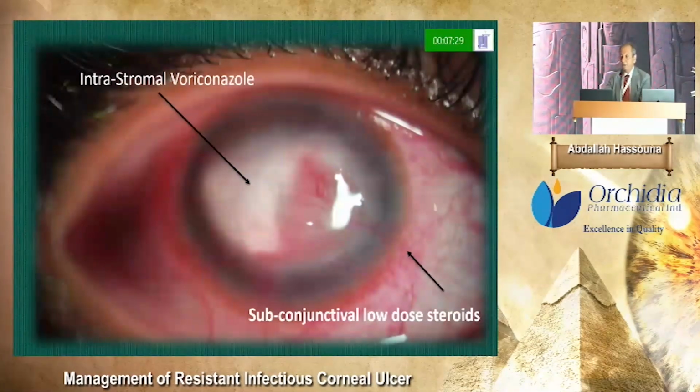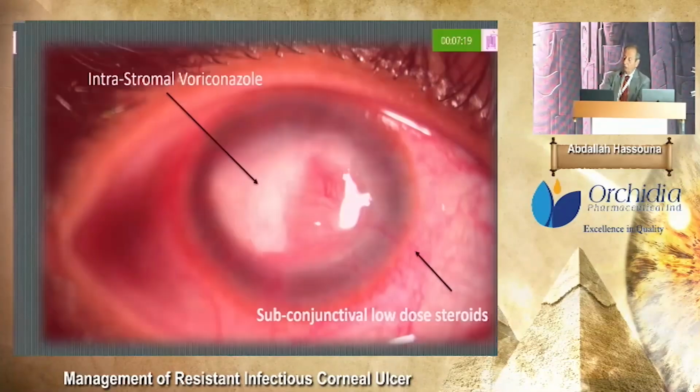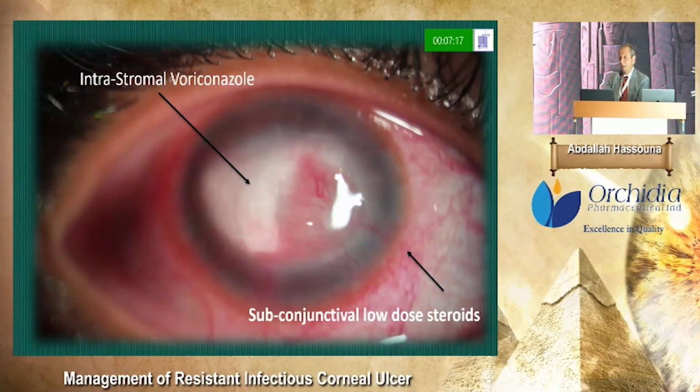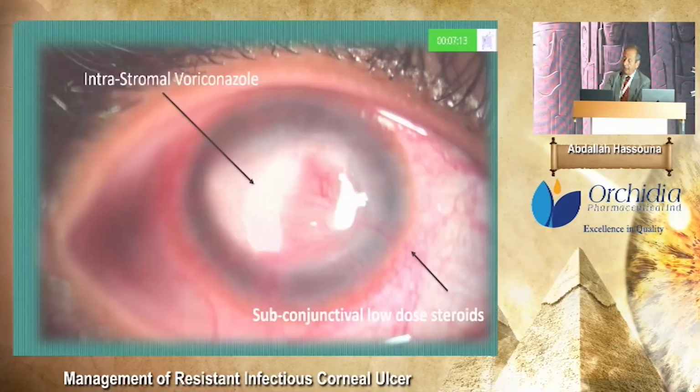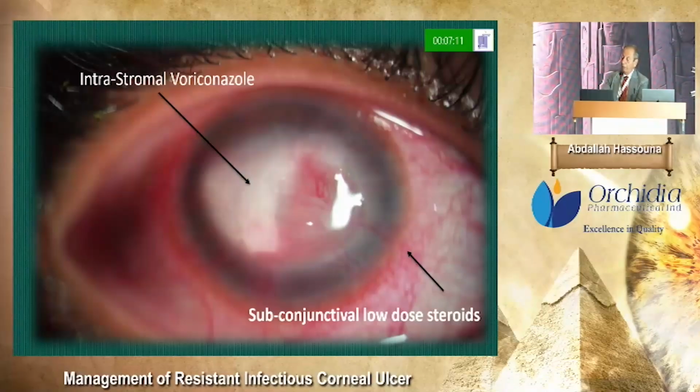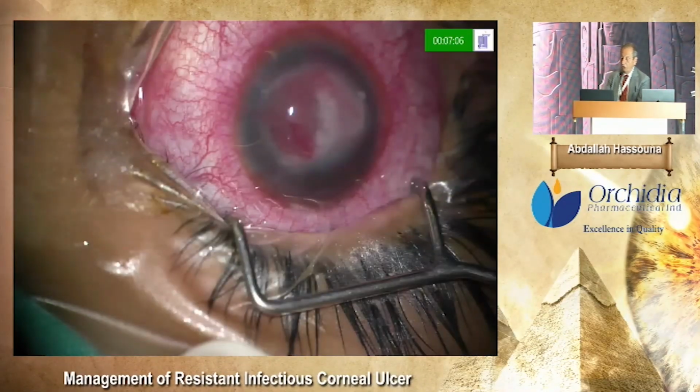Then if it doesn't work, you have a choice of what we did, this intrastromal or intracameral antifungal injection. So I thought of giving an intrastromal voriconazole on the area where the infection is florid, and to give a low dose of steroids on the area where the vascularization was present and the eye was angry, to help alleviate this inflammation. So this is what we did.